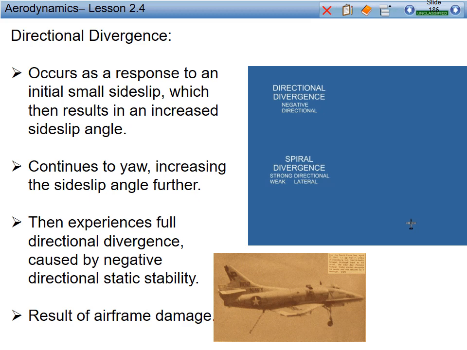Directional divergence is a result of negative directional stability, most often caused by some sort of airframe damage. This occurs as a response to an initial small side slip, which then results in an increased side slip as the airplane has negative directional stability and continues to slip away from the relative wind. The airplane continues to yaw, increasing the side slip angle further, then experiences full directional divergence caused by the negative directional static stability.